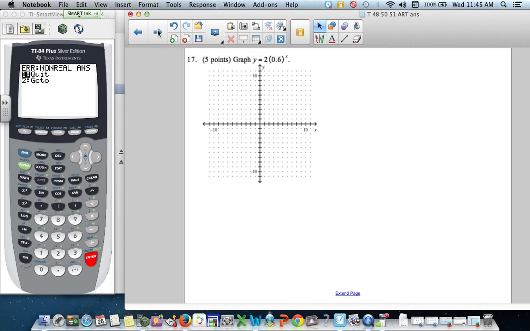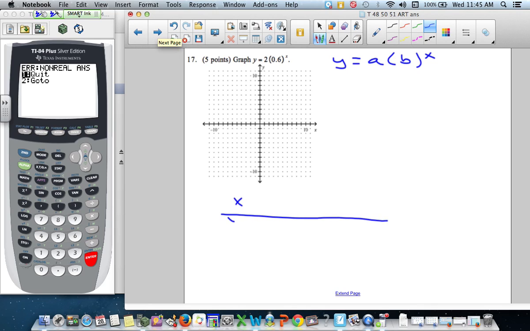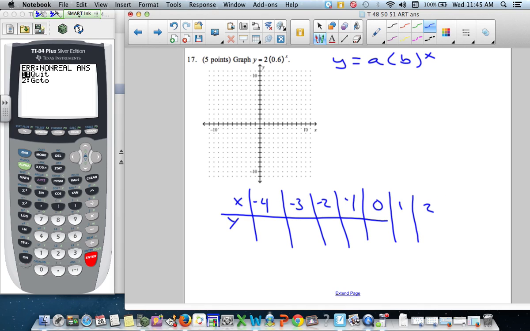Number 17, this one is an exponential equation. You might recognize it as being in this form. So there's no table again, so you've got to come up with that table. I could start with the easiest one. If I put 0.6 to the power of 0, that's 1. Anything to the power of 0 is 1, times 2 is going to give me 2. And then the next one, 2 times 0.6 is going to be 1.2.